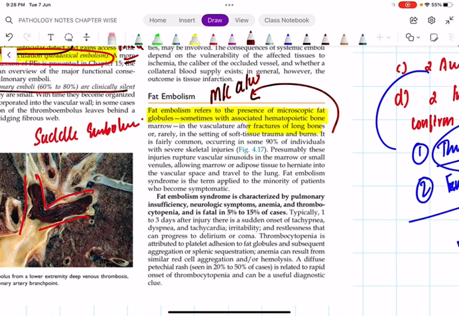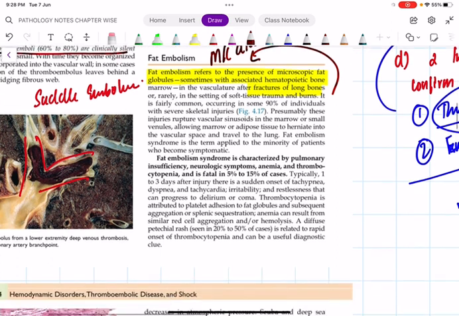So whenever there is a fracture of long bones, because of the microscopic fat globules which will enter the circulation, the fat embolism sets in. Remember, most of the patients will be asymptomatic. And we use a term called fat embolism syndrome. That is a term applied to a very minor group of patients who become symptomatic. Most of the patients are asymptomatic in case of fat embolism.